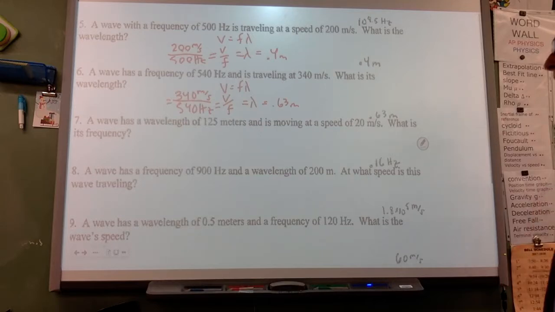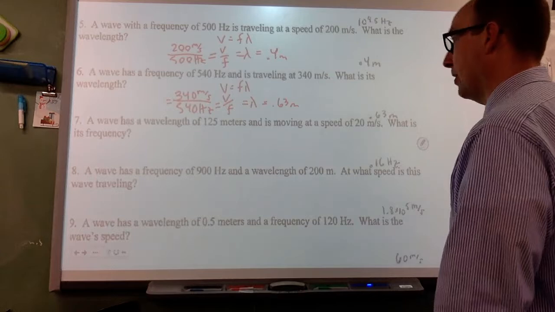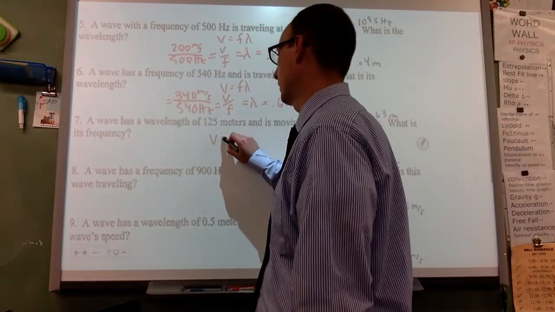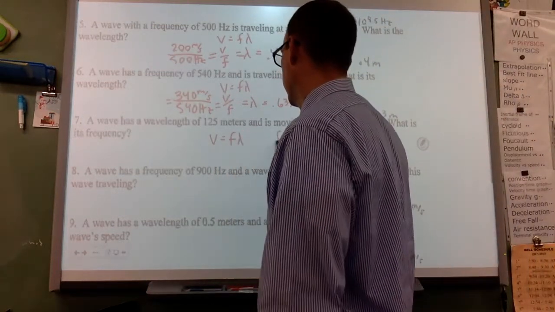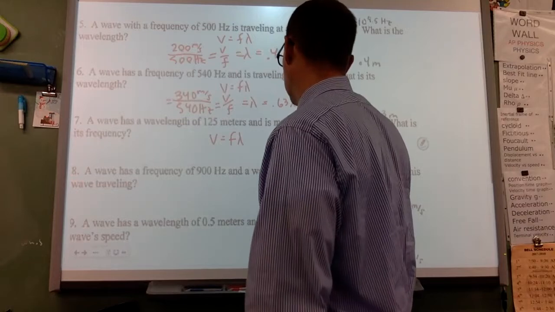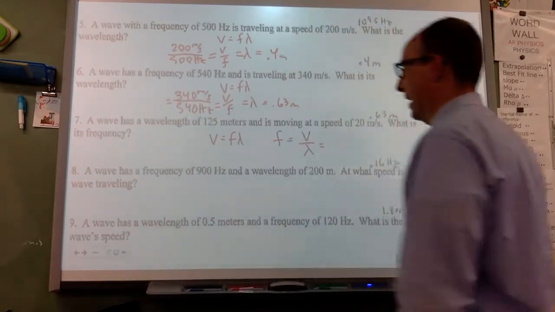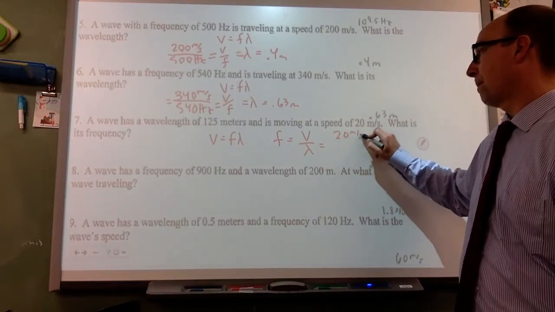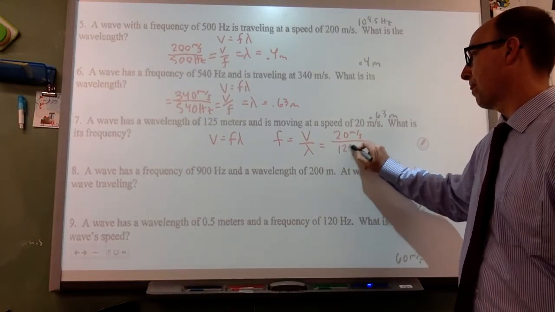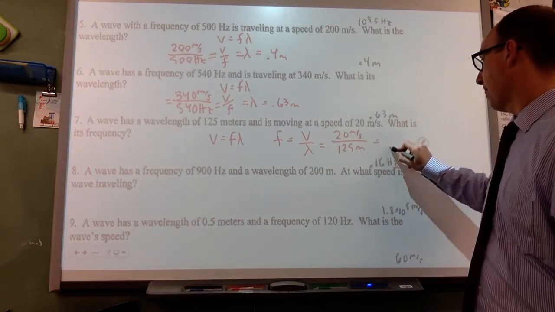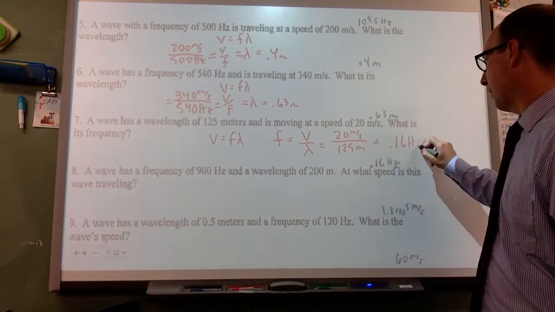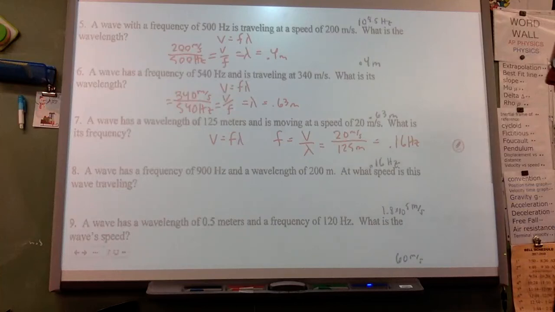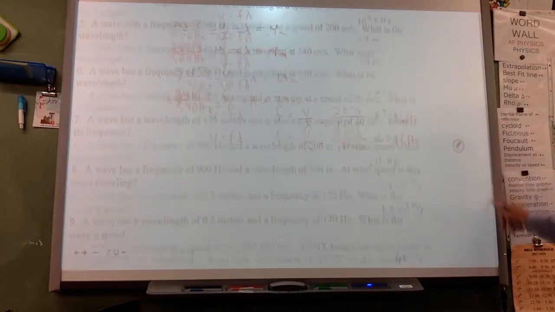A wave has a wavelength of 125 meters and it's moving at 20. What is its frequency? So I'm going to multiply by 1 over lambda, or divide by lambda. This ends up being 0.16 hertz.